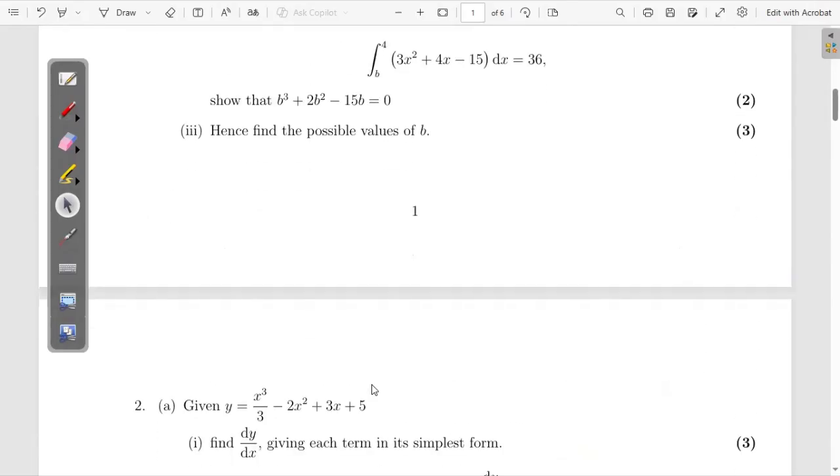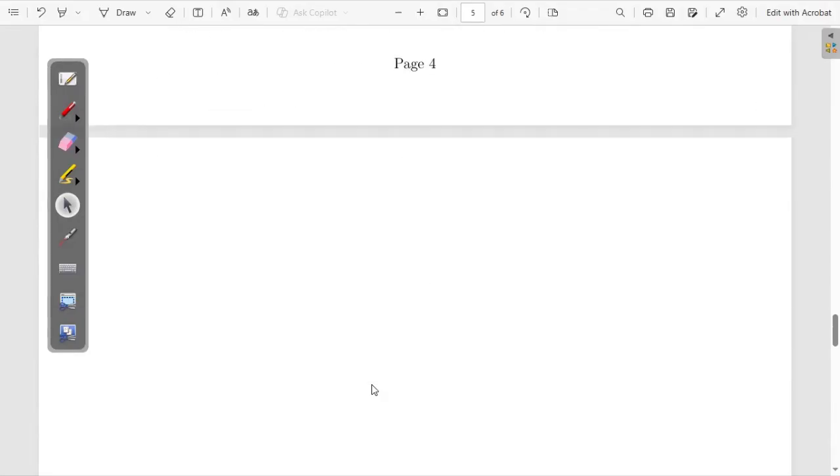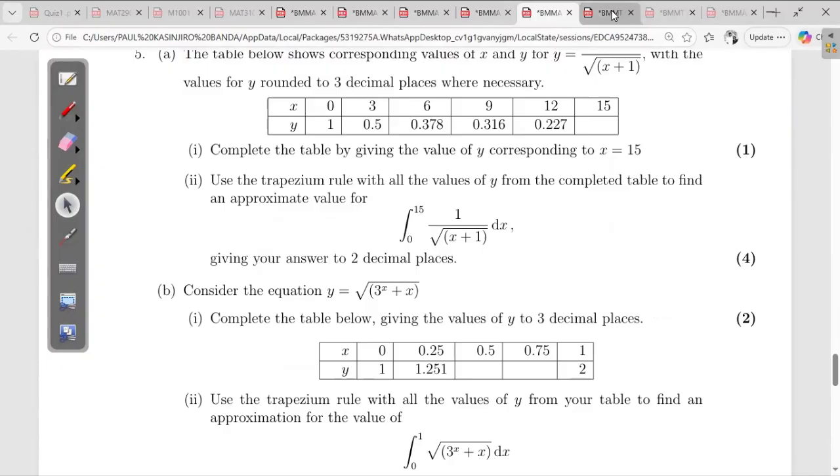So how many questions did this tutorial sheet have on differentiation? It had 5 questions. We've solved all of them and you can access them on the website.